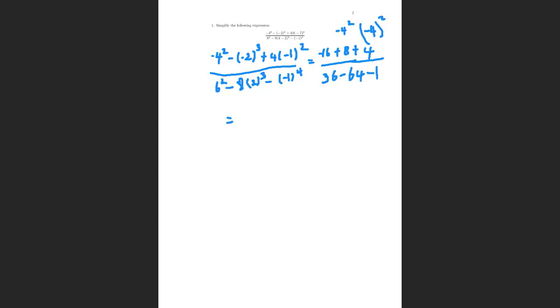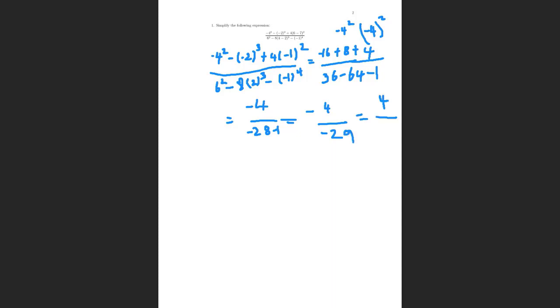So the top part, -16 plus 8 is -8, plus 4 is -4. And then 36 minus 64, let's see, what is that going to be? So it's going to be like minus 28, if I'm not mistaken. Yeah, it should be minus 28. And then you have another -1. So that should be -4 over minus 29, which is also equal to 4 over 29.